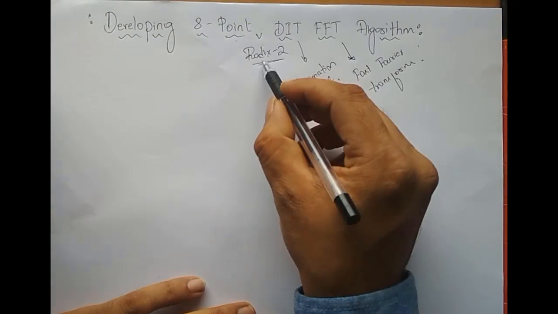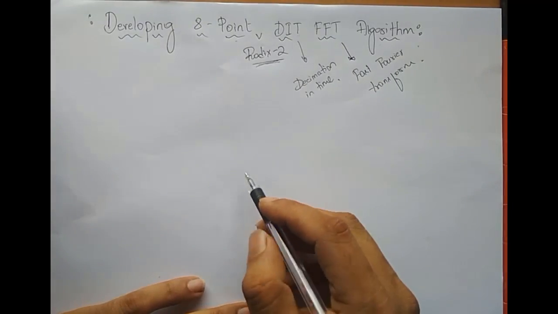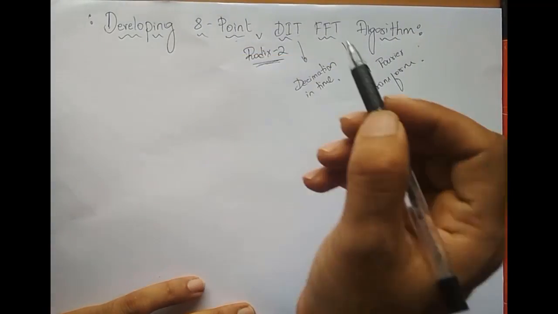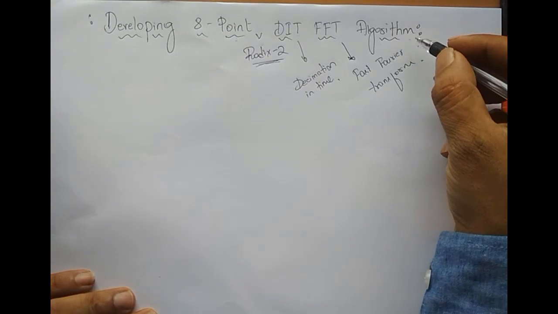Why radix 2? I will let you know when we are done with developing the algorithm. So it's an 8-point. We are developing an 8-point radix 2 DIT FFT algorithm. And why do we need this algorithm?